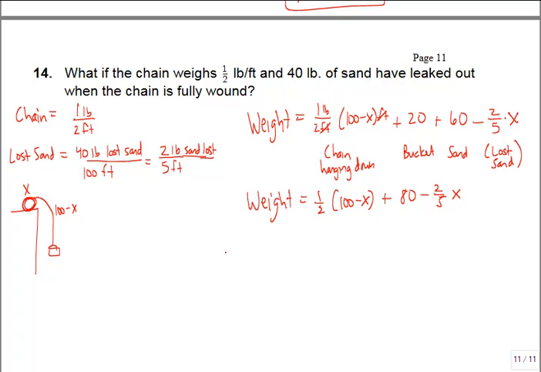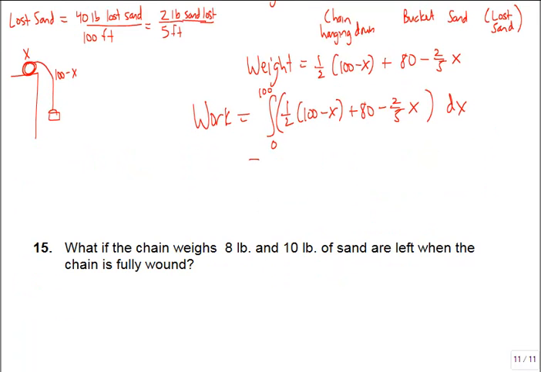So in these chain problems, once you figure out that weight function, then your work integral is just the integral of that weight times your dx. So all of this weight times dx, there's my force times my distance, and my bounds here, I want to wind up this chain, I want it fully wound, so I want to go from 0 all the way to 100. So there's my work integral.